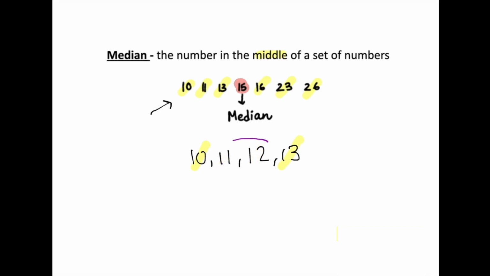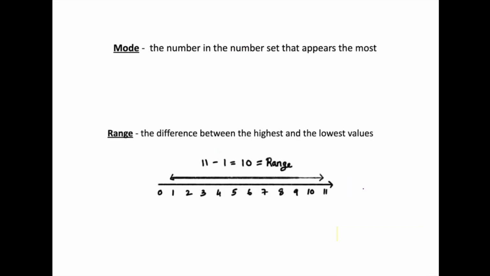When this happens, you're going to take the middle 2 numbers and find the average or the mean of those middle numbers. We're going to take 11 plus 12, and then since there's 2 numbers, we're going to divide by 2. 11 plus 12 is 23, and 23 divided by 2 is going to get us 11.5. Notice that 11.5 is exactly in between 11 and 12. That's my median. Next, we have the mode.